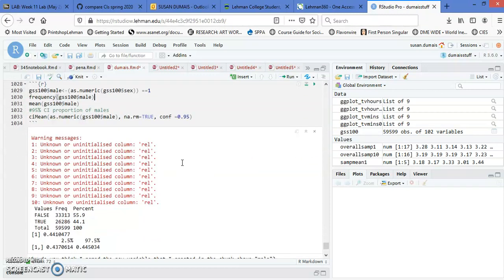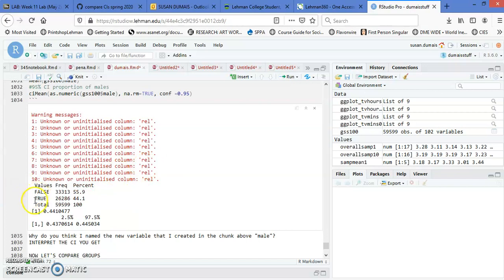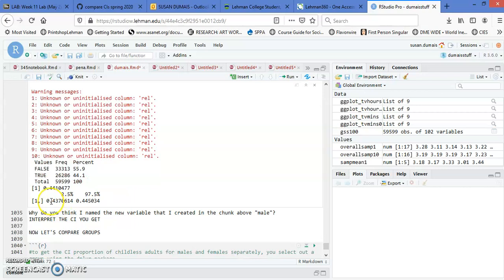Ignore the error messages. True are the people who are male. If you looked at this without the labels, this would be coded as 1 and false would be coded as 0. False are the females. We see that the mean, or the proportion of males, is 0.44, which matches up with our 44.1%. And then we have a 95% confidence interval for male that goes from 0.44 to 0.45.